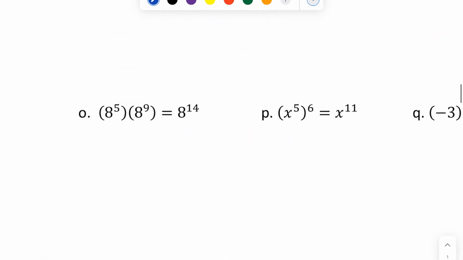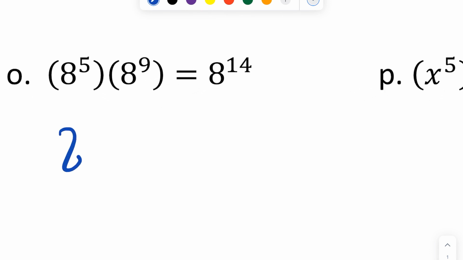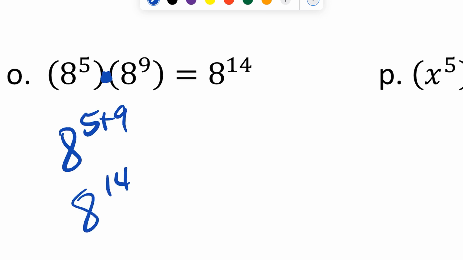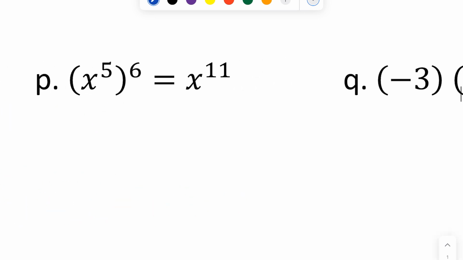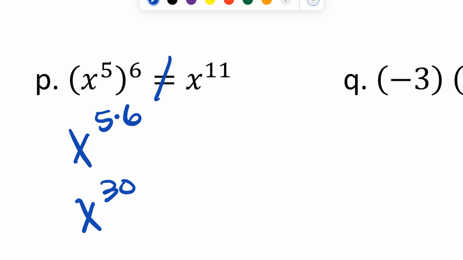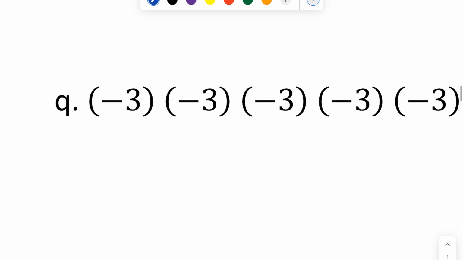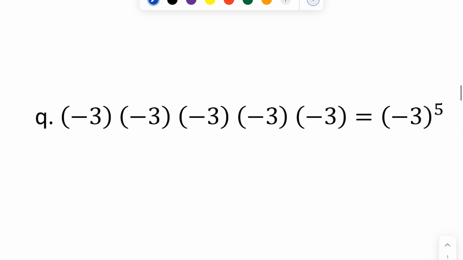Sorry about that. Here we go, same base, this is multiplication, so I add my exponents, I get 8 to the 14th, so this was a true statement. This one, power raised to a power, I multiply, I would get to the 30th power, so this was a false statement. This one, I have 1, 2, 3, 4, 5. This is a true statement.